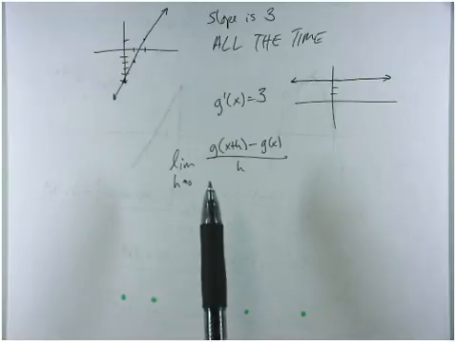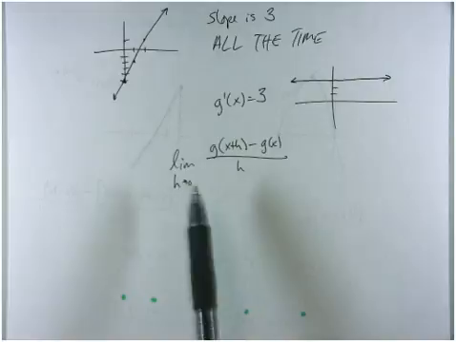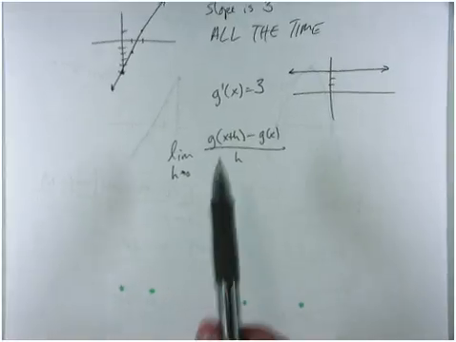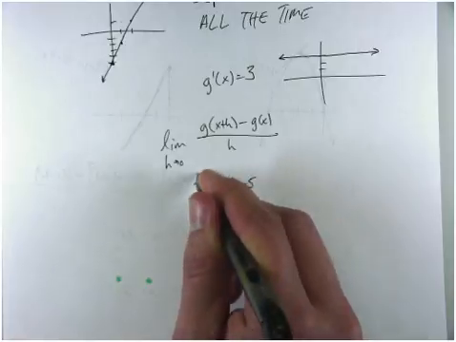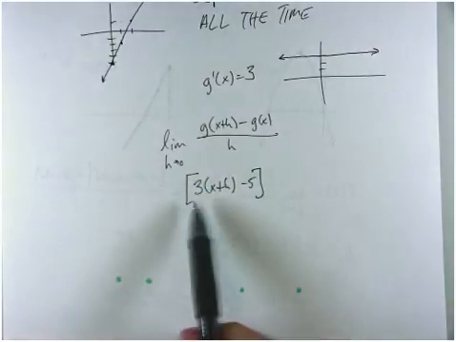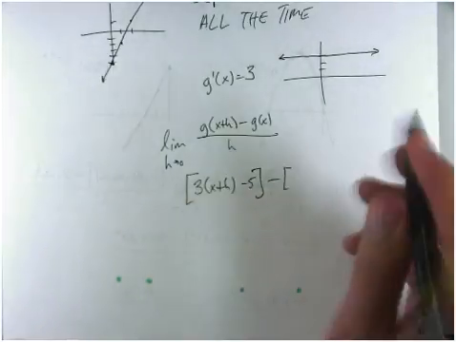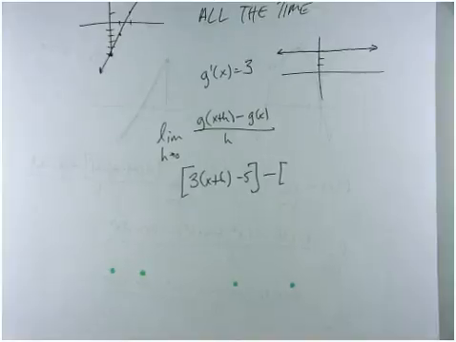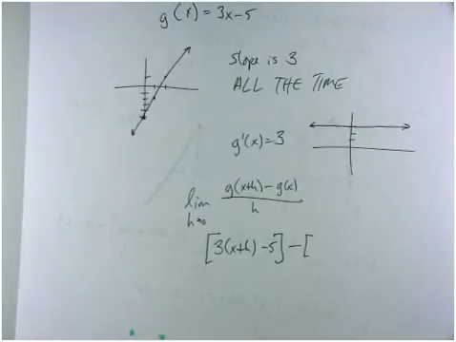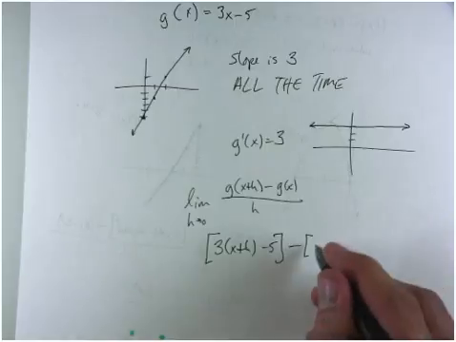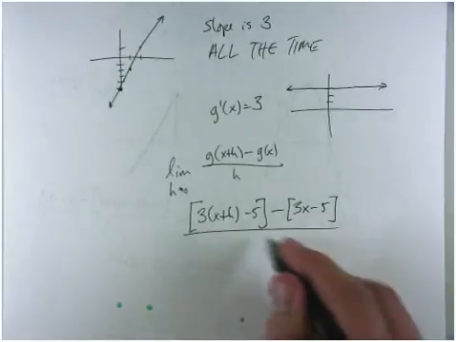Here's the definition of the derivative: g of x plus h minus g of x all over h as h goes to 0. So g of x plus h is 3 times x plus h minus 5. I'm going to put that in brackets just so I can identify it as all of g of x plus h. And then I'm going to subtract g of x. I'm also going to put that in square brackets. And remember, g of x was 3x minus 5, as you see at the top of the screen. So there it is in brackets, and then I'm dividing all of that by h.